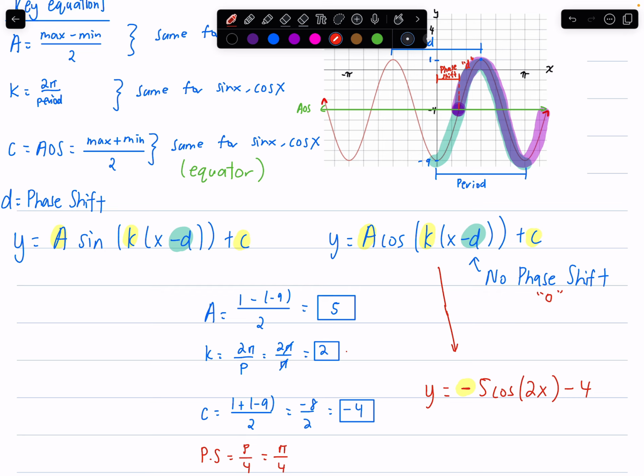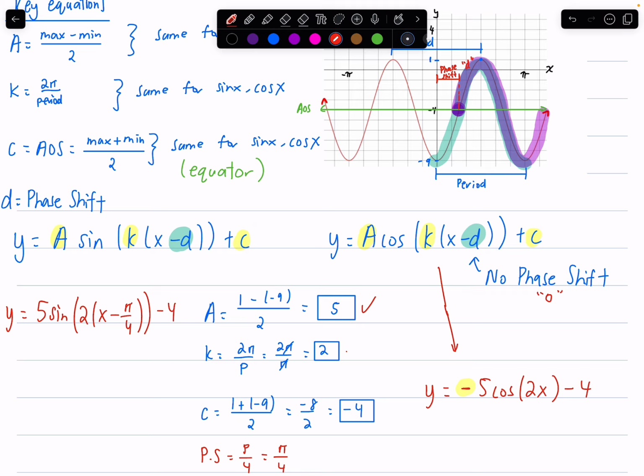So taking all of this information and putting it together, the a value is going to be 5, as we know because we already had it here. Sine. The k value is going to be 2. The d value is going to be x minus pi over 4. And then the c value is going to be -4.